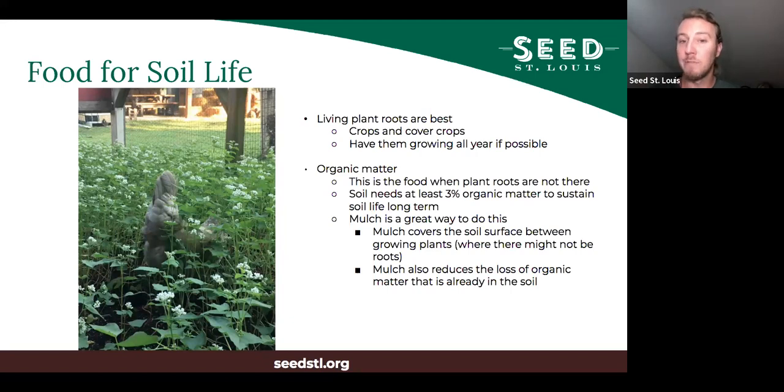The general rule of thumb is that your soil needs at least 3% organic matter, which is not that high, especially if you're in a raised bed. You've probably already got it, but you want it to be at least 3% organic matter to sustain soil life long term. And mulch is another option. If cover crops just do not work for me, or they don't work in this specific situation, throw some mulch on the ground and it will serve the same purpose. They can eat and break down that mulch to feed themselves until the next plant roots come along.